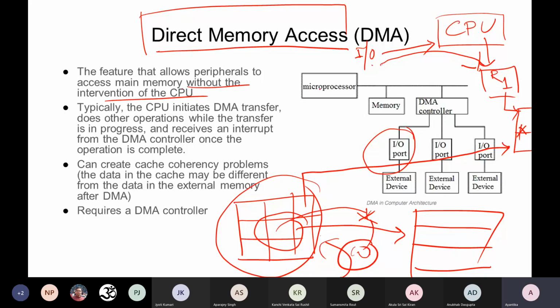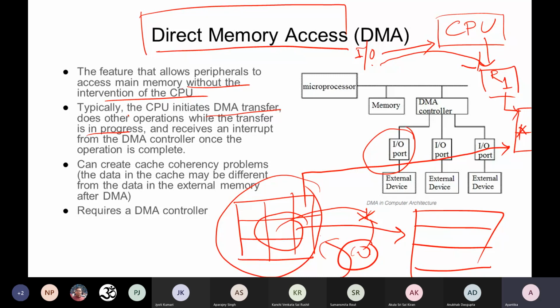Typically, the CPU initiates DMA transfer. That means when IO is first requesting, it will first take the permission from CPU, and once this permission is granted, CPU is free. That's why CPU initiates DMA transfer, does other operations while the transfer is in progress. So this is also, you can think, one sort of parallel processing. One processing, DMA is taking care of this input-output transfer processing, and CPU is taking some kind of ALU processing.